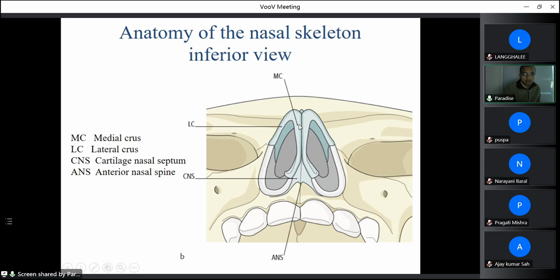This is the medial crus. It is also made up of cartilage. This is known as the lateral crus. This is the central nasal septum. And this is the anterior nasal spine.